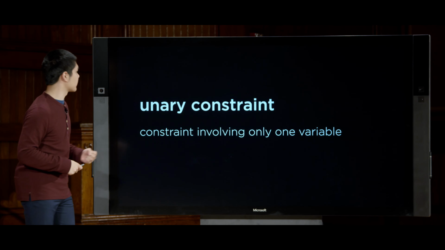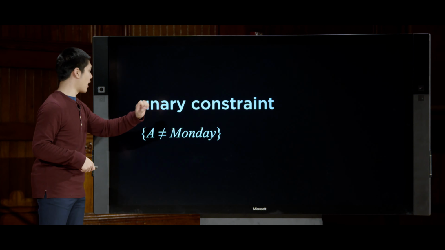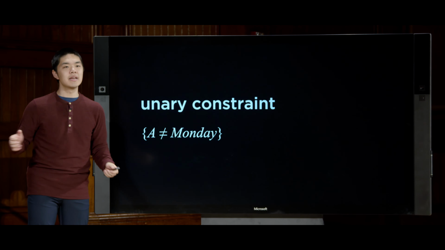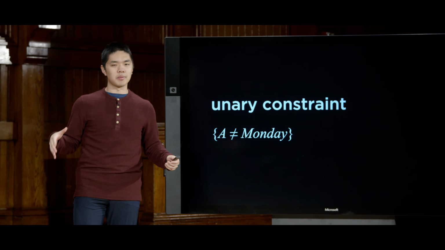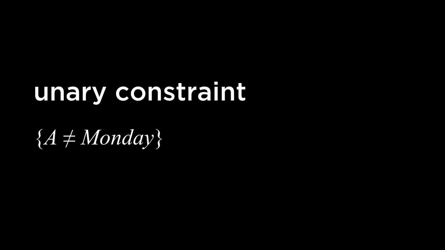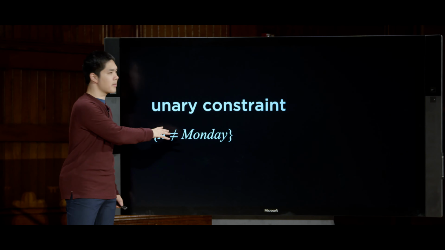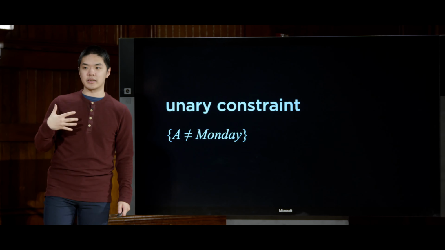For example, a unary constraint might be something like A does not equal Monday, meaning course A cannot have its exam on Monday. If for some reason the instructor for the course isn't available on Monday, you might have a constraint in your problem that looks like this, something that just has a single variable A in it, and maybe says A is not equal to Monday, or A is equal to something, or in the case of numbers, greater than or less than something, a constraint that just has one variable we consider to be a unary constraint.